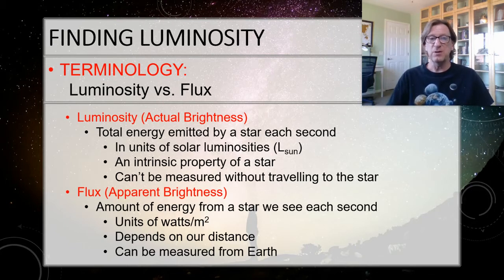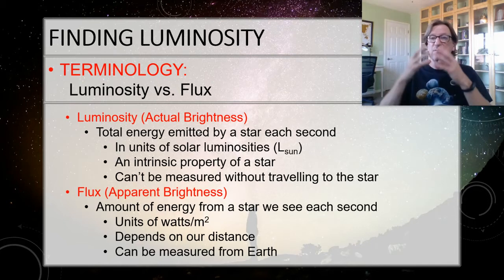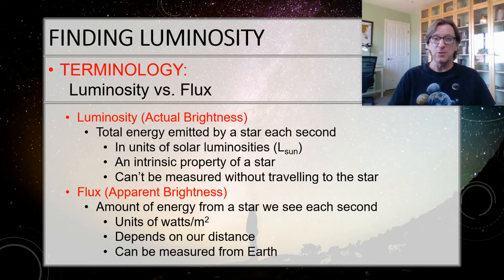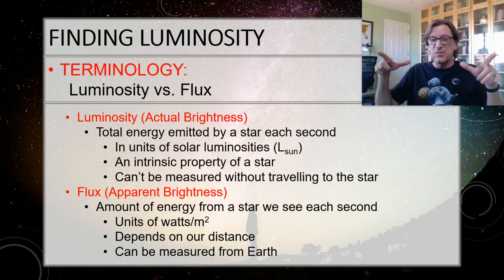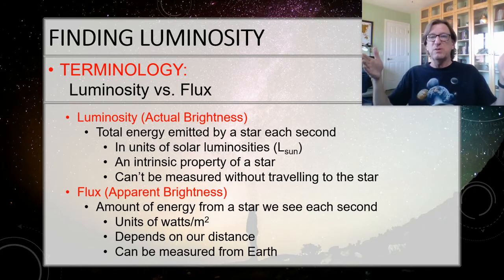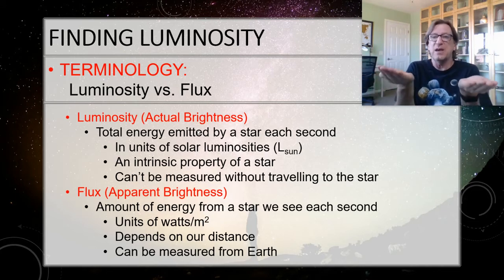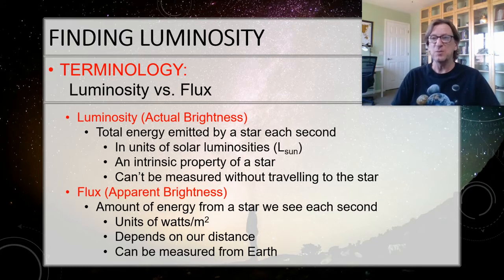Now the flux is how bright the star seems to my eye or my camera. So that's its apparent brightness. That's the amount of energy we are receiving from the star every second. And we measure that in units of watts per square meter. If you think about it, a square meter is basically 3 feet, a little bit more, a three foot by 3 foot square. However much energy we have shining on that every second, that's how much apparent brightness it is.